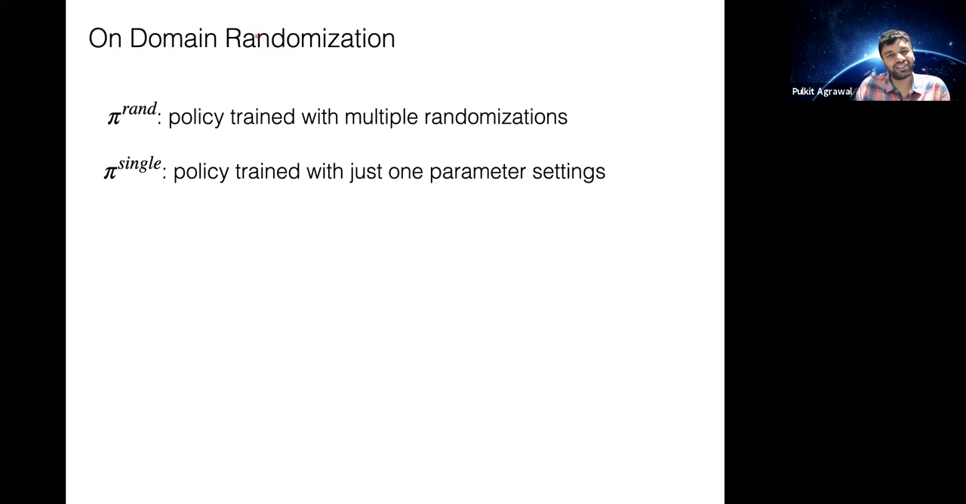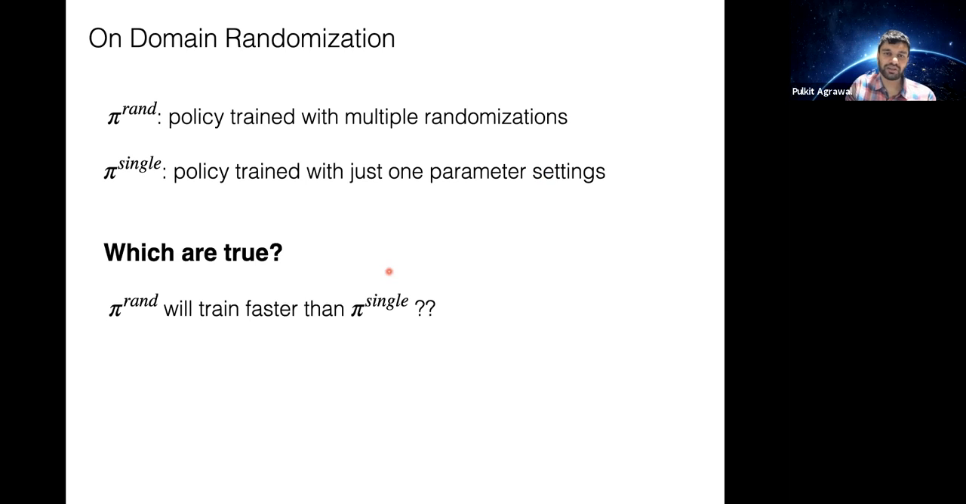So let's try to understand, in slightly more detail, what domain randomization is doing. To do that, let's consider that I have PyRand, which is a policy trained with multiple randomizations, and PySingle, which is a policy trained with just one parameter setting. What do I mean by one parameter setting? Instead of training on many different randomizations, I just choose one set of values in the simulation and only train my policy on that.